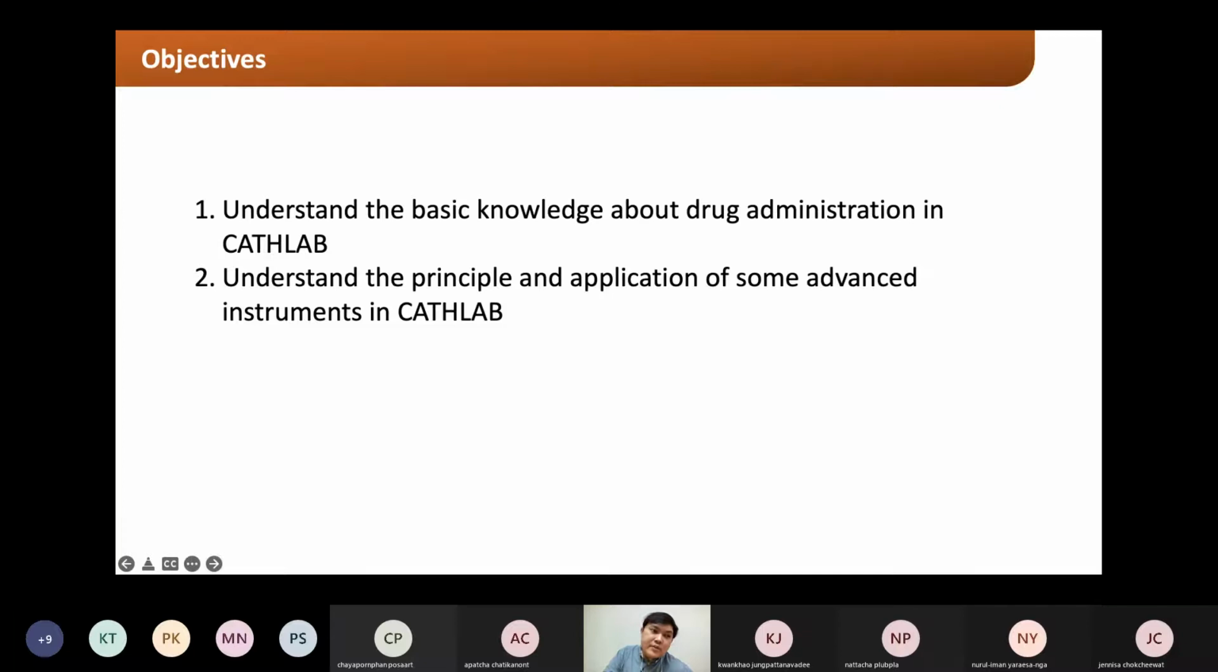And for the second purpose of this study, like I said, this topic includes two stories. The first one is about drugs, and the second one is about some advanced instruments that Hong Xin Chi, the guest speaker from Singapore, didn't tell you about. So it leads to the second objective: I would like you to understand the basic principle and how we can use those kinds of advanced equipment in the cath lab.